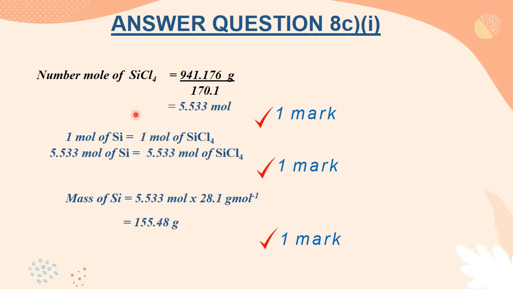Kemudian from equation, we know 1 mole silicon will produce 1 mole silicon tetrachloride. So if you have 5.533 mole of silicon tetrachloride, mean we need 5.533 mole of silicon. Sebab soalan nak cari mass of silicon, so kita kena tahu mole of silicon. So bila dah ada mole, kita boleh cari mass. Okay, ambil mole darab dengan molar mass silicon. So the answer will be 155.48 grams.